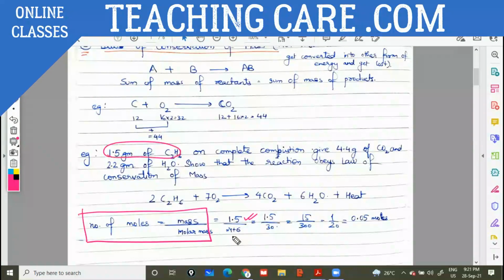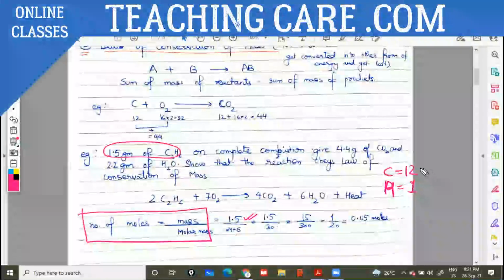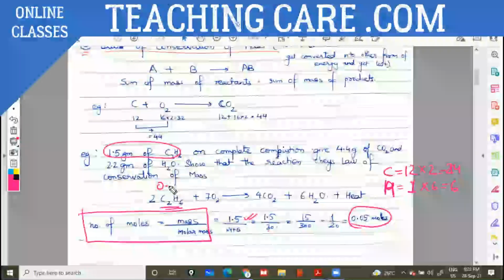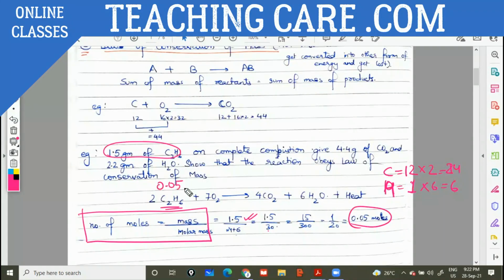What is the molecular mass? Carbon, it is 12. And hydrogen, it is 1. So, it is C2H6. So, 12 into 2 and hydrogen, it is 1 into 6. This is 24. 24 plus 6 is 30. So, 1.5 upon 30, that comes to 0.05 moles. Now, this is the number of moles for ethane. It is 0.05 moles we have found out.